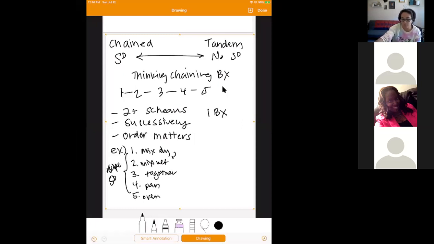Sorry, my handwriting is terrible. That tells us what to do next. The order matters because you don't want to mix the wet and the dry or else you get all clumpy. You don't want to put the dry in the pan and then the mix, and you don't want to put anything in the oven before it's all put together. The order matters. With a tandem, the only difference is I don't have the recipe.